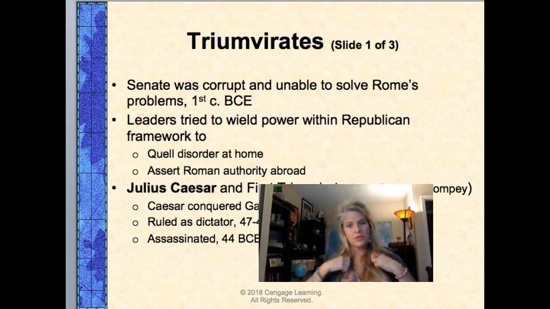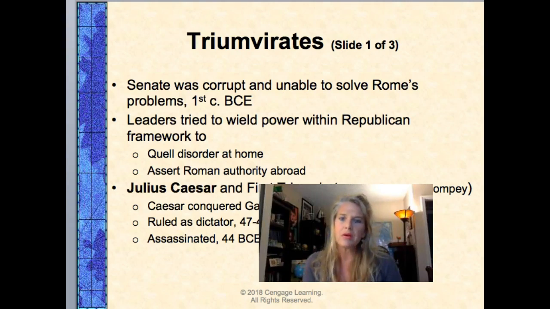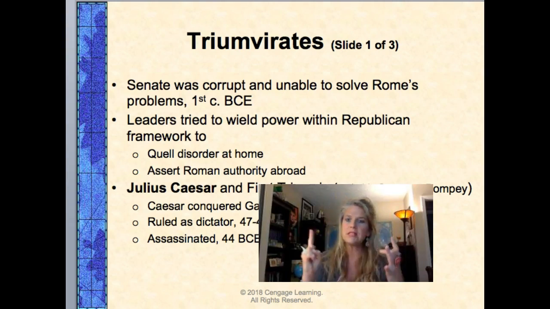Triumvirates. These are really interesting. The first triumvirate. The Senate was corrupt and unable to solve Rome's problems. Leaders tried to wield power within a republican framework. Julius Caesar and the first triumvirate. The first triumvirate was Julius Caesar, Crassus, and Pompey.